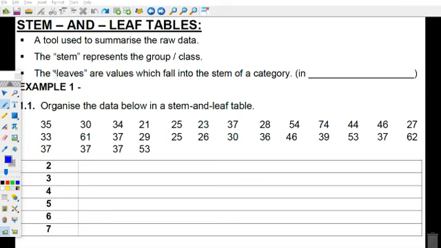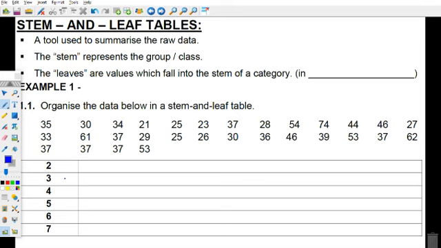If the stem represents the group or class, the leaves are the values that fall into the stem in a category. So, for example, let's have a look at this. You're going to see there's a whole bunch of data, and here is my stem and leaf table that we're going to fill in. And you're going to see how it works.